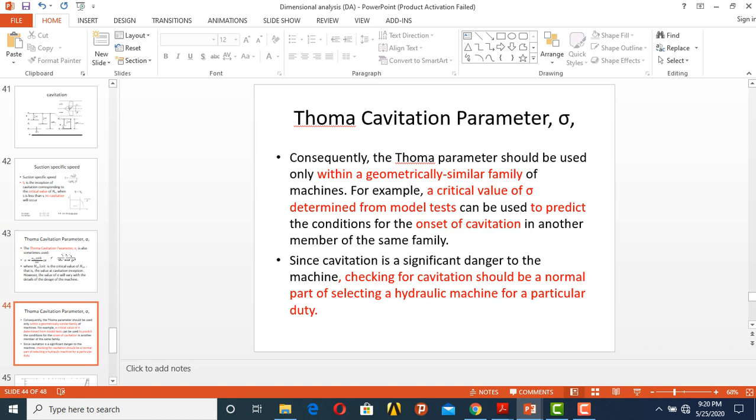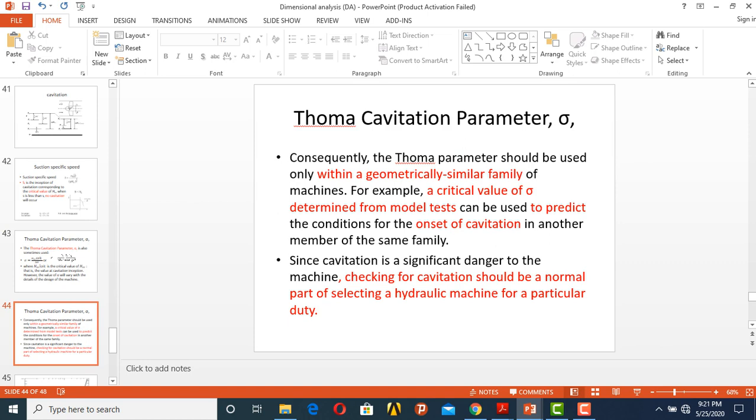Like I already alluded to, specific speed is only applied to a specific family. Since we are using specific speed to come up with a Thoma number, the machines to which these Thoma numbers are applied should be a geometrically similar family. You can have different families, and you have different Thoma numbers.